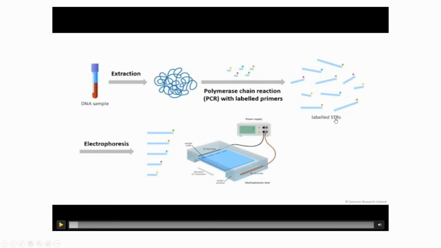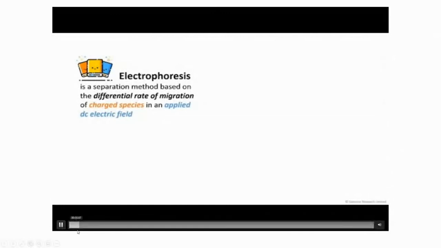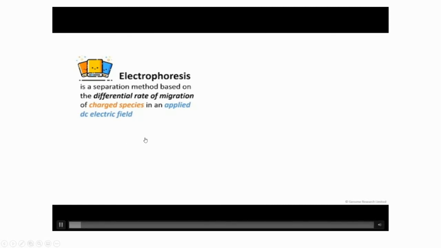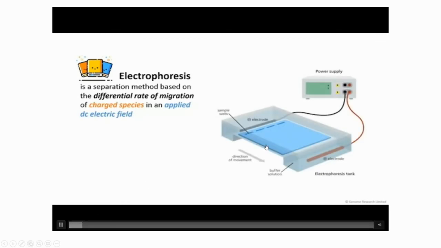Short tandem repeat DNA fragments have different lengths, and of course one method you can use is standard conventional gel electrophoresis to separate the DNA fragments. The fragments get separated according to their size. By definition, electrophoresis is a separation method based on the differential rate of migration of charged species in an applied DC electric field. This simply means that the negatively charged DNA fragments will move through the medium at different speeds when we apply an electric field.